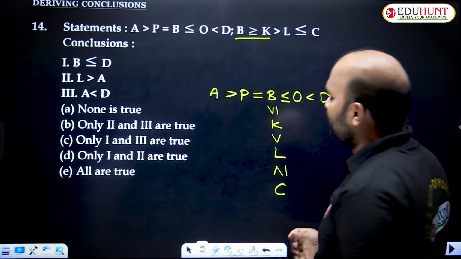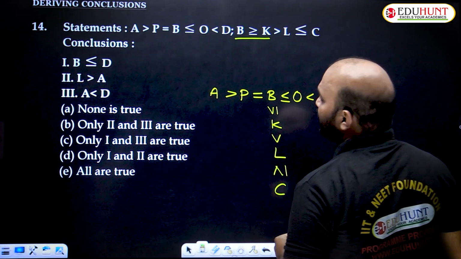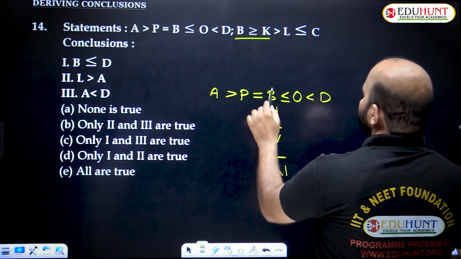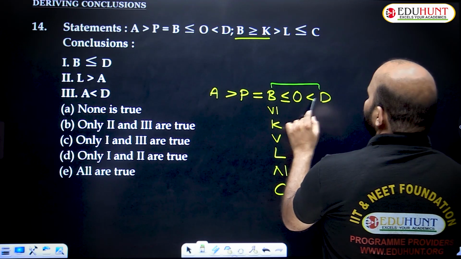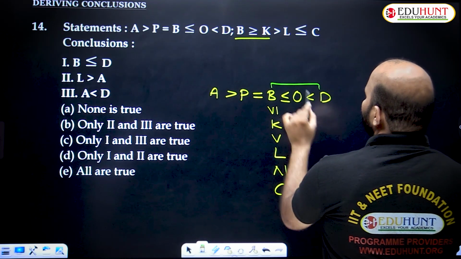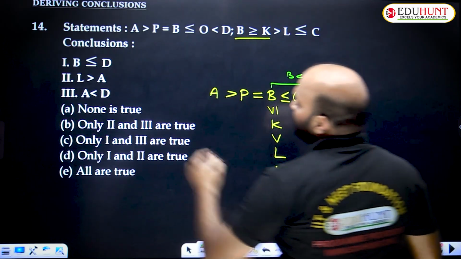So first one, B to D is asked. B to D, what am I asking? B to D less than or equal to. Actually B to D, how many symbols are compared? Two symbols: less than or equal to, and less than. One is double, another single, finally we get single. B is only less than D. Is it only less than? No.